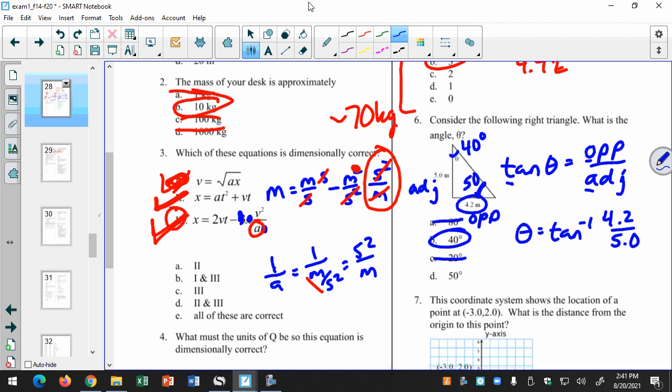By the way, notice that if I had gotten this wrong, if I had done the inverse tan of 5 divided by 4.2, you would have gotten 50 degrees, not 40 degrees. And then you would have said, oh, there's the answer, and you would have circled it, and you would have moved on, and you never would have thought that it was wrong. But in fact, it is wrong, because it's not TAU, it's TOA, right?